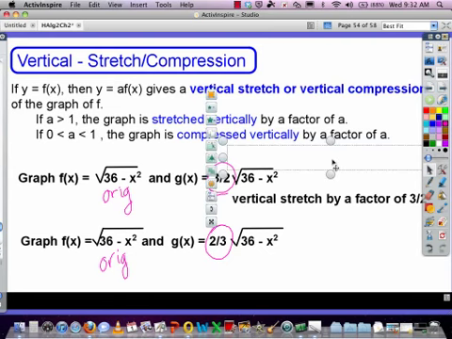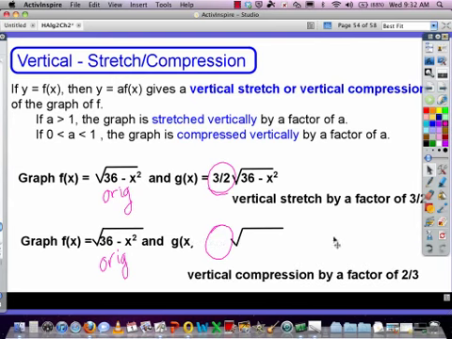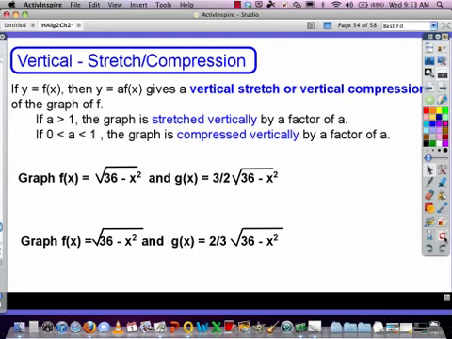You should see a vertical stretch by a factor of 3 halves. Down here, you should see a vertical compression by a factor of 2/3. Vertical stretching compression. The a value is in front of your function.